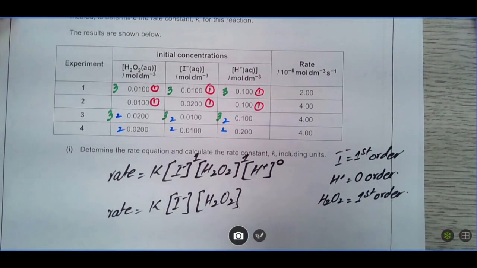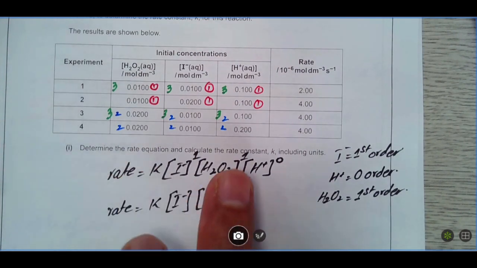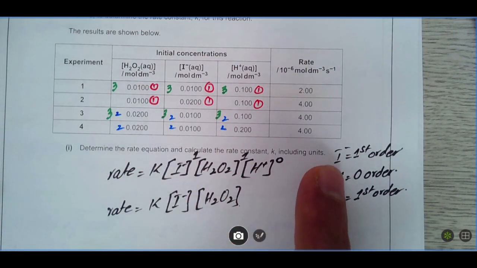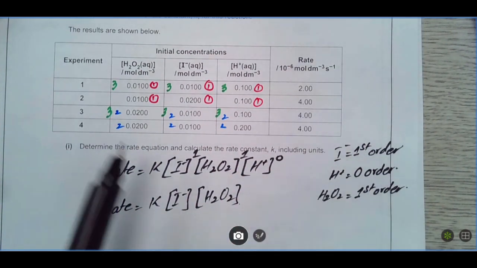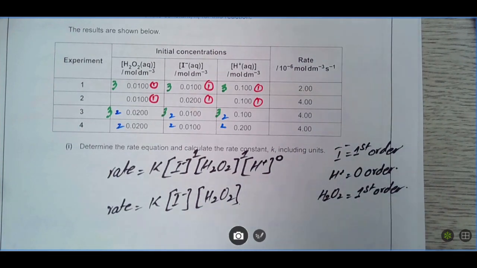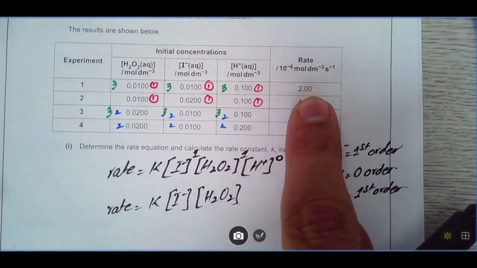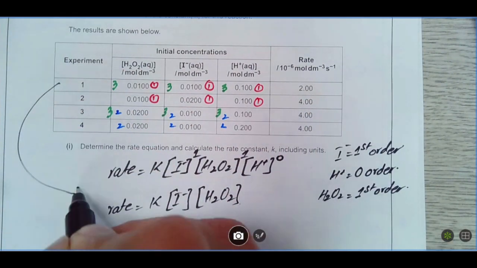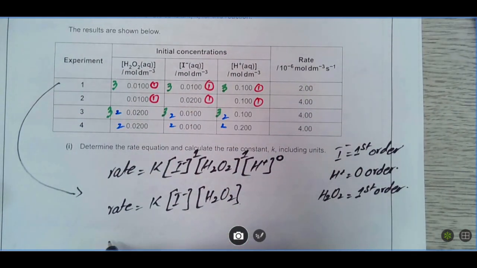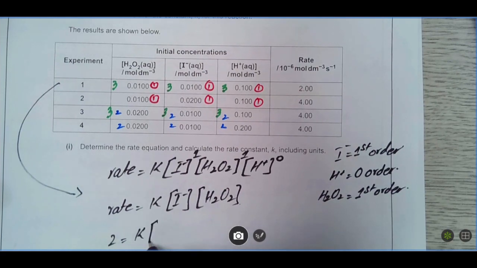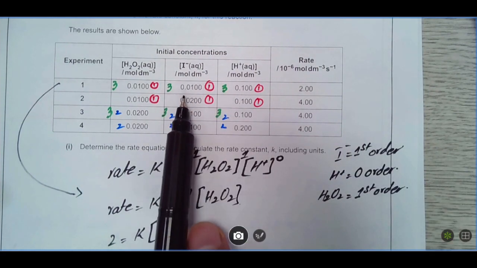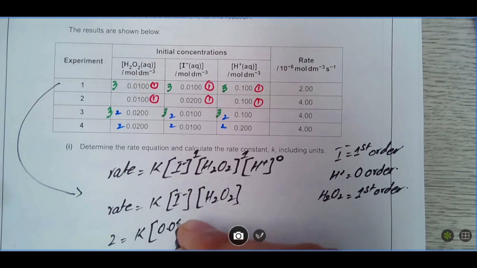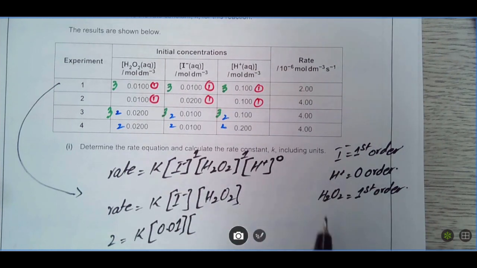Now it says, what are the units, and it does say here calculate the rate constant K including units. So all you need to do is pick one of the rows from the top and put the values in. If you plug in the values, what will I get? Let's use the first one. I'm going to use experiment 1 data in this equation. The rate is 2 equals K. The concentration of I minus is 0.01. The concentration of H2O2 is also 0.01.